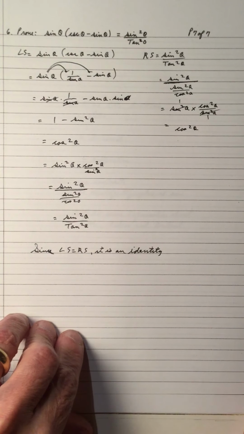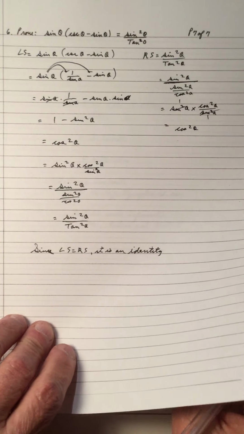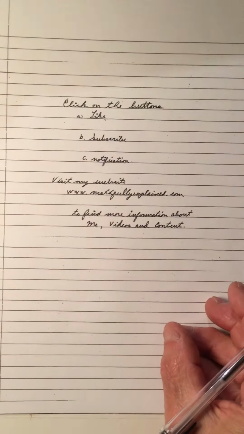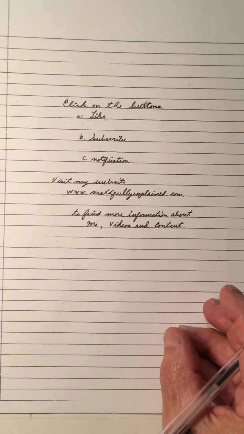So hopefully you have a better idea about doing the identity proofs in Trig. Again, I can only do so many, and hopefully I help you out.